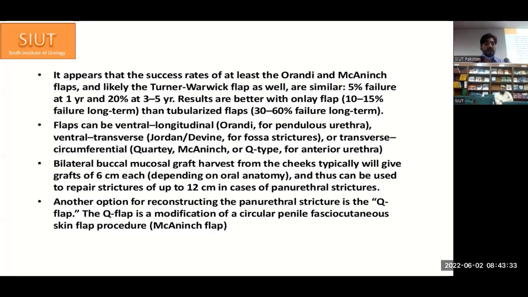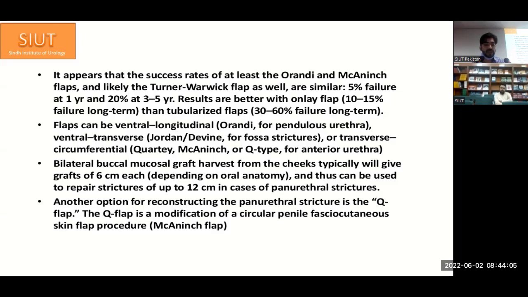Flap can be ventral, longitudinal, Orandi for the pendulous urethra; ventral transverse, that is Jordan or Devine, for fossa stricture; or transverse circumferentially, this is a Quartey and McKenkie or Q-type for the anterior urethra. Bilateral buccal mucosal graft harvest from the cheeks typically will give a graft of 6 cm, depending on the oral anatomy. This can be used to repair the stricture up to 12 cm in cases of penile urethral stricture.